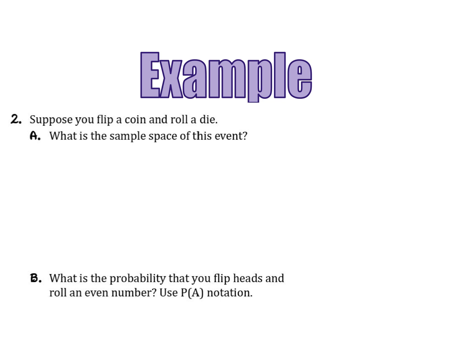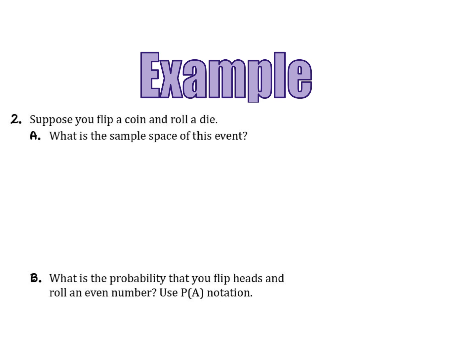Now we're going to flip a coin and roll a die. So the first thing we're going to be asked to do is create the sample space. If you think that you can do that without any help at all, go ahead and pause the video and work through writing out the sample space. If you think you need a little help, then bear with me. The second thing we're going to do is find the probability of something specific, that we flip heads and roll an even number, and we're going to use that appropriate notation with P in the parentheses.